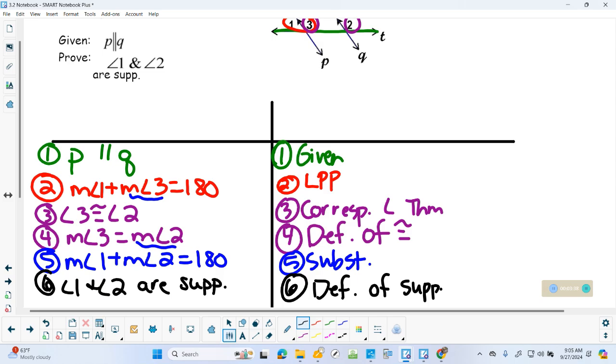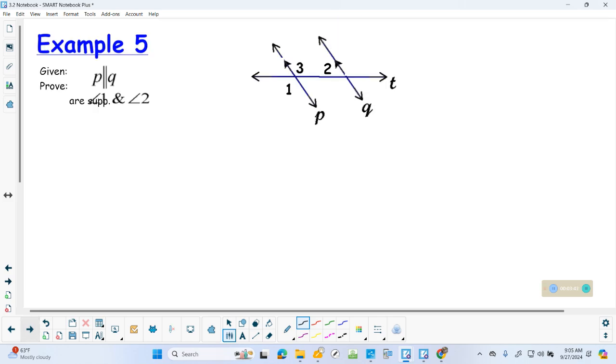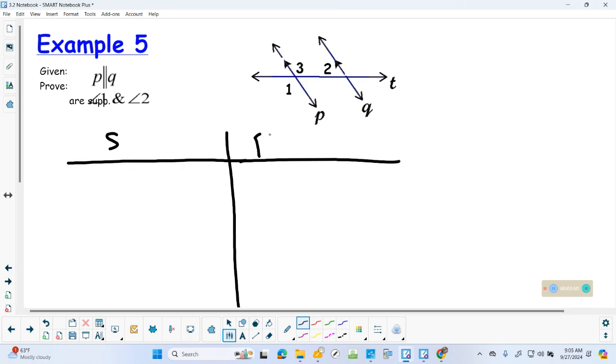All right, let's do this last one. Any questions on this one? They didn't even give me the statements and reasons setup here. Of course, I'm just filling in the given here. Nothing crazy. P is parallel to Q. And of course, notice I'm going to highlight them in red there, and my green transversal.